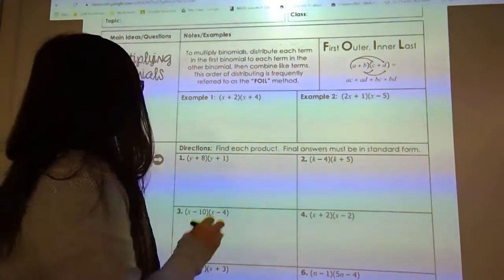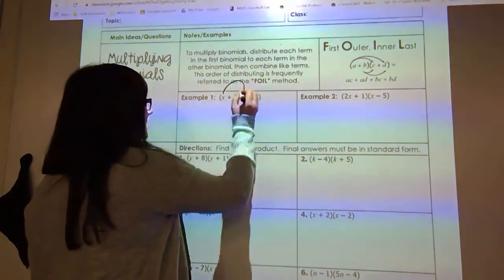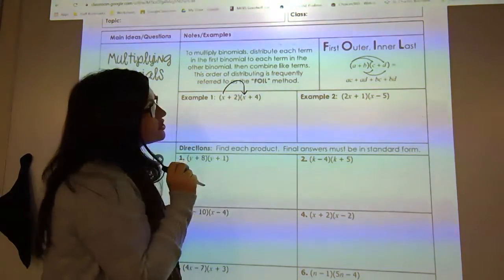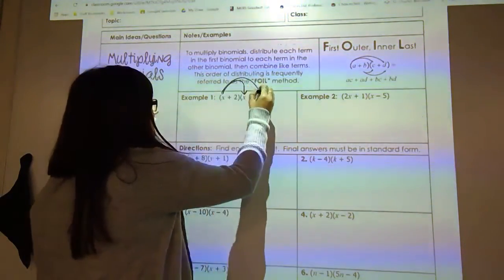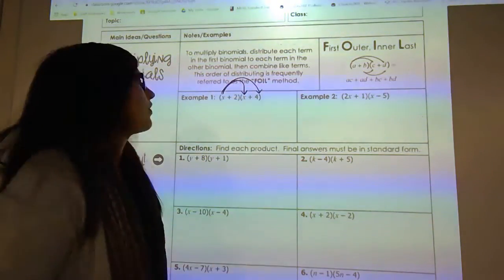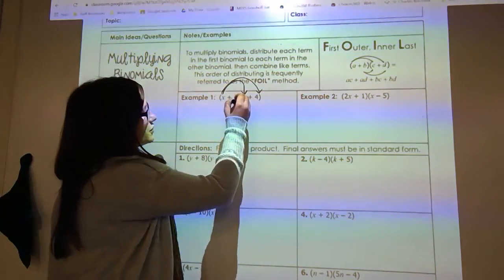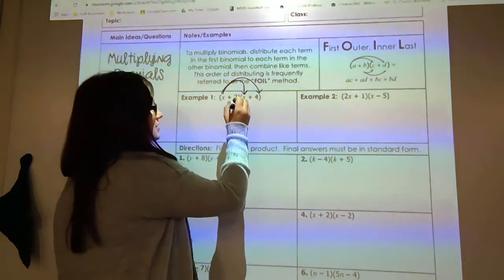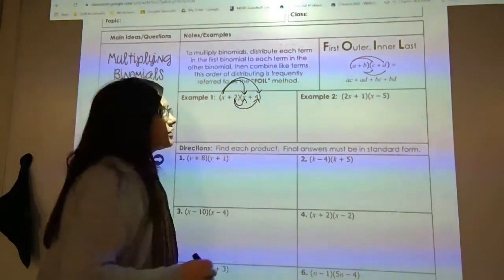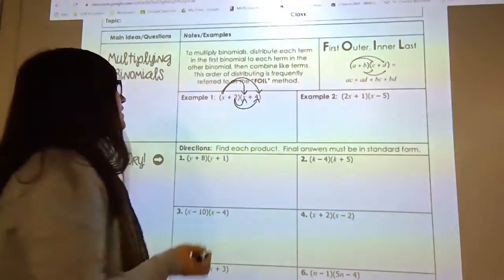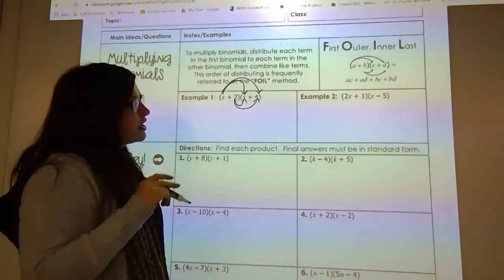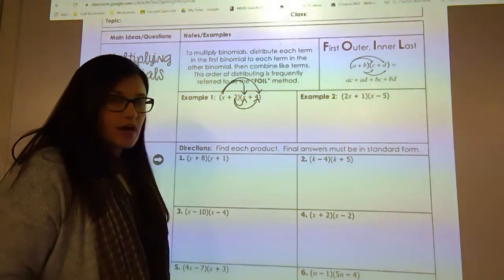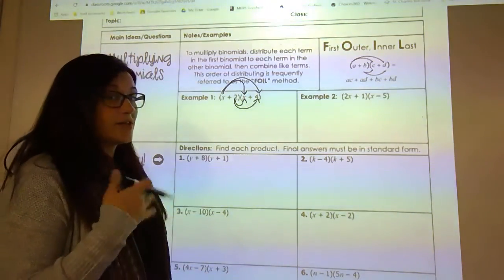All right, so in my examples, I'm going to say x times x. Those are the first. And then I'm going to say x times 4. That's the outer, okay? And then I'm going to move to the 2. I'm going to say 2 times x. That's the inner. And then 2 times 4, which is the last, okay? So everything, once you multiply, is all the same. You just have to make sure that you're multiplying everything by everything.